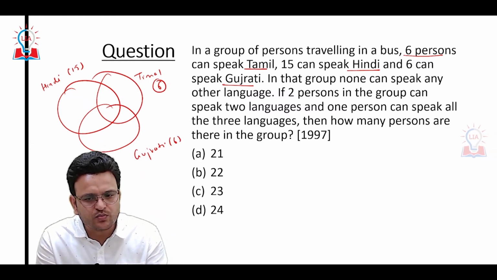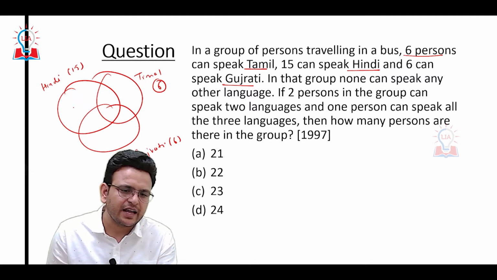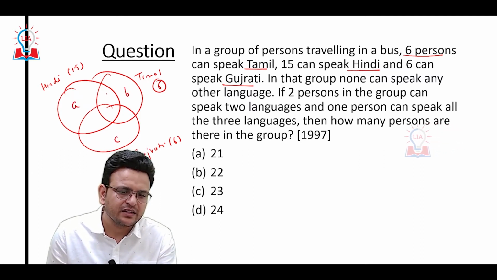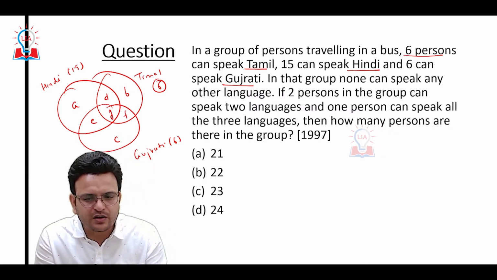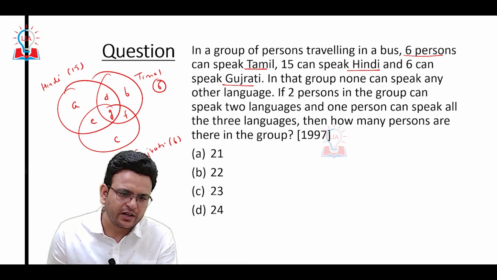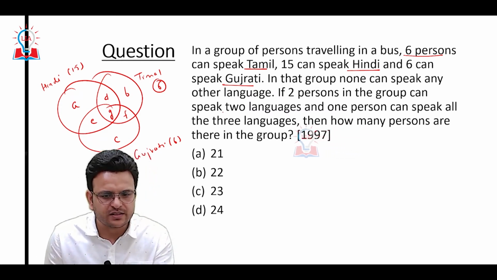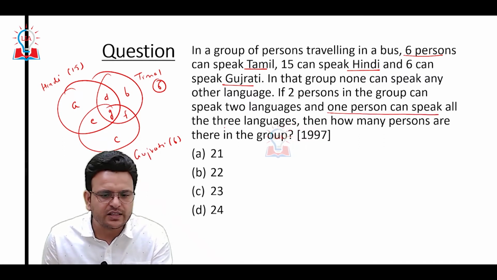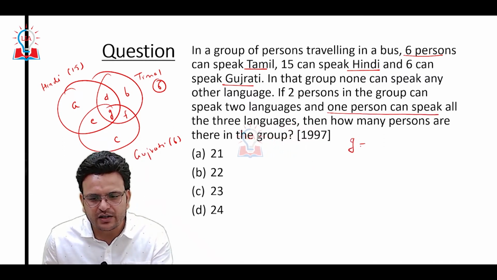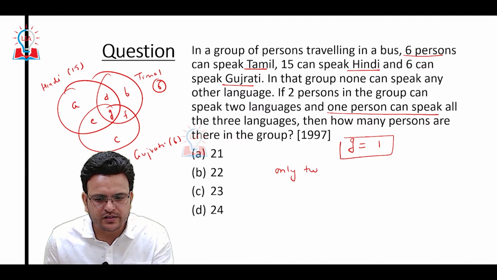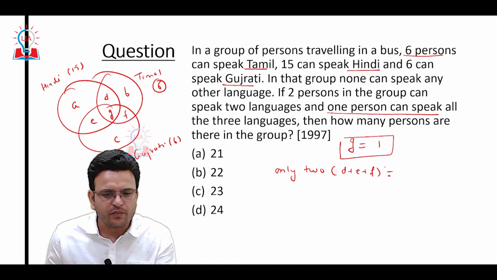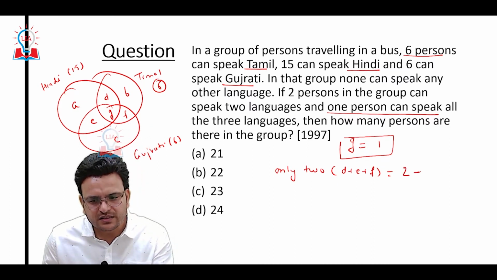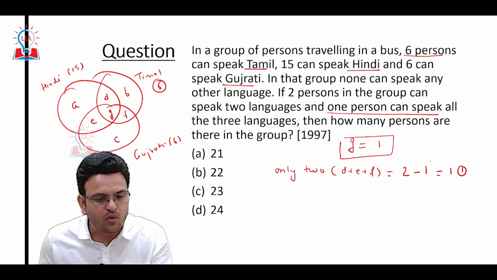In that group, none can speak any other language. So people are A, B, C, D, E, F and G. If two persons in the group can speak two languages, and one person can speak all the three languages. So we know that all the three languages is one person. Only two languages will be D plus E plus F equal to all the two languages minus three languages. It becomes one. So hope you are able to understand.